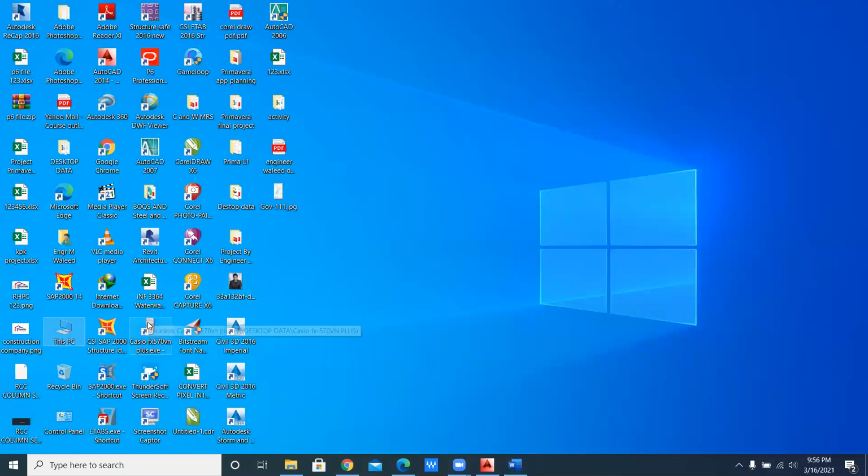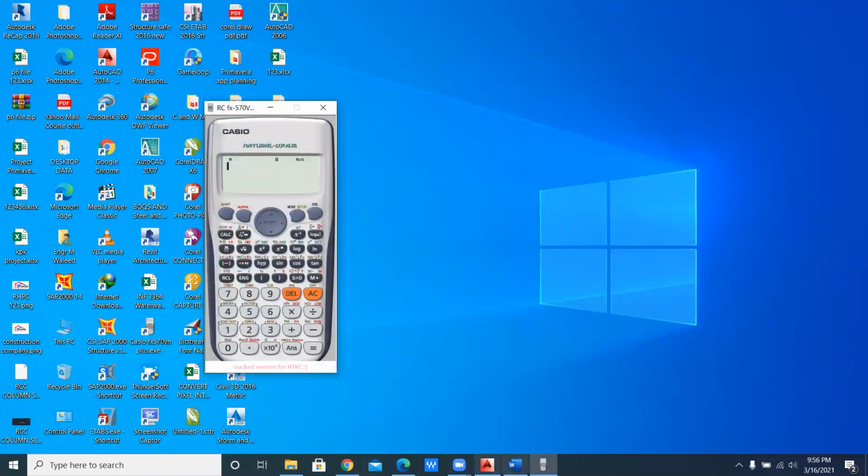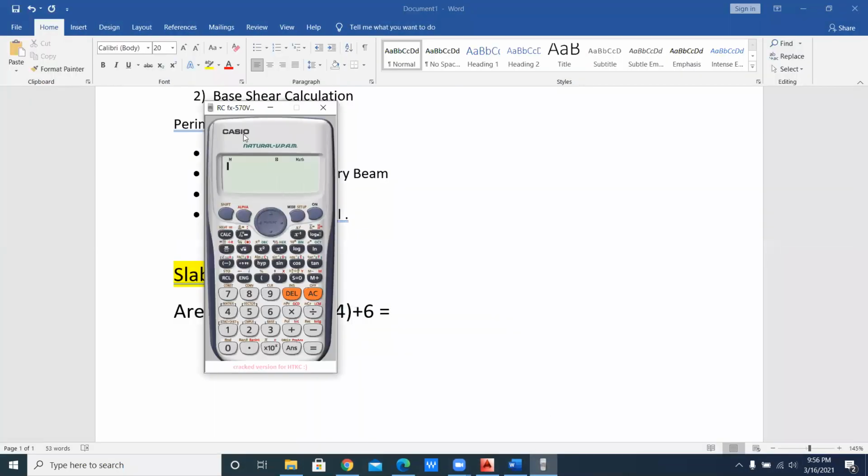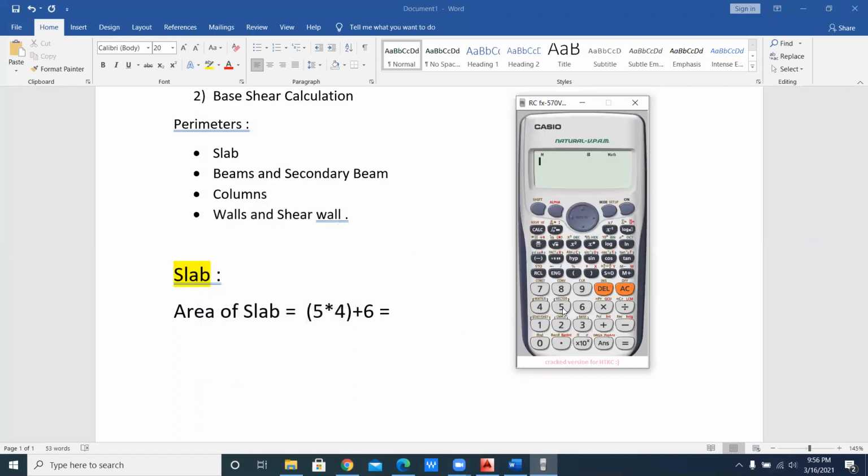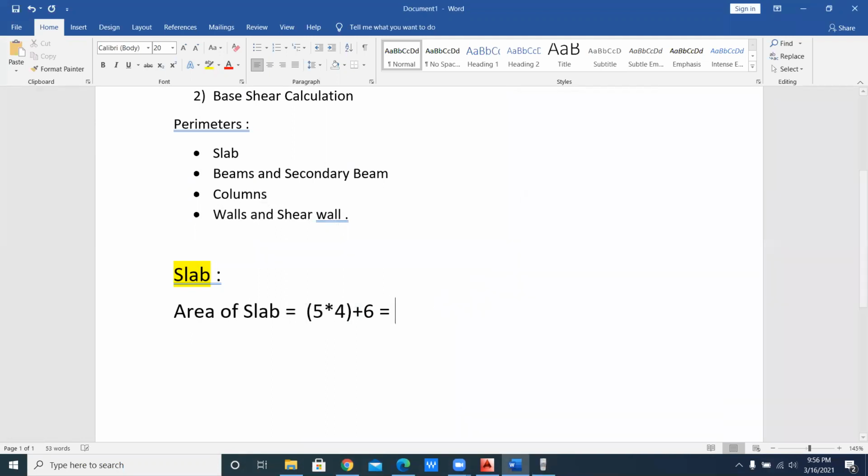You can open your calculator. I'm opening my calculator here. So you can see here, that is 5 cross 4, that is 20, and plus 6. So you will find here 26. Okay, you will find is 26. 26. Okay, that is in length.